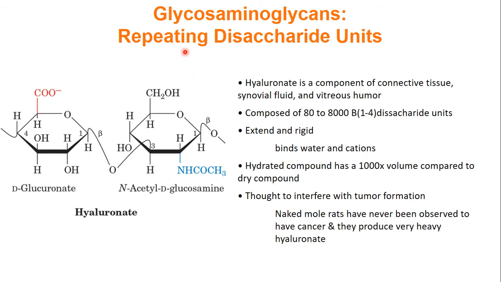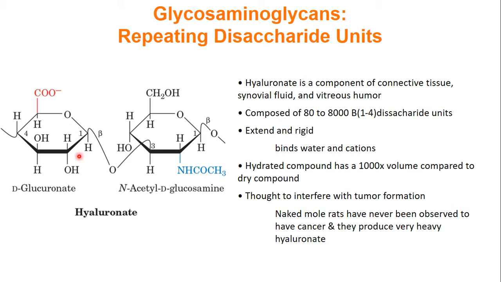And one type of glycosaminoglycan we're going to look at is hyaluronate. This is part of your connective tissue, your synovial fluid, and vitreous humor, the thing that makes up your eye. It's composed of 80 to 8,000 beta-1,4 disaccharide units, shown here. And since it has a negative charge, these negative charges will force the sugar to be extended. So if this sugar was to try to coil up on itself, these negative charges would repel it.